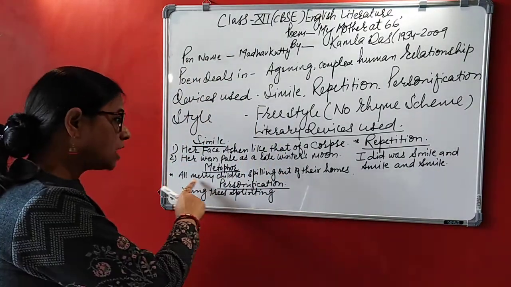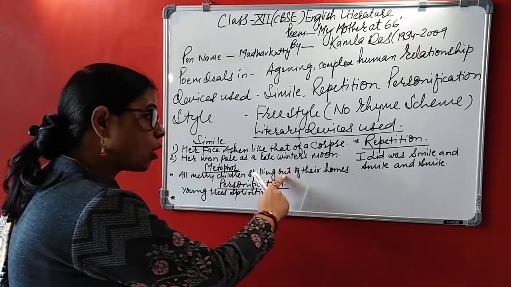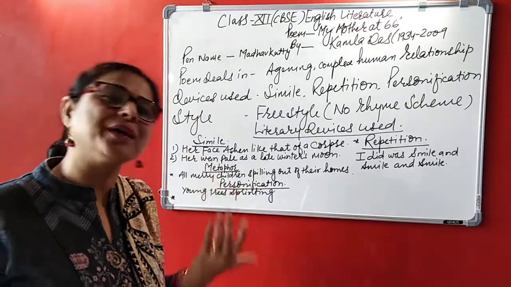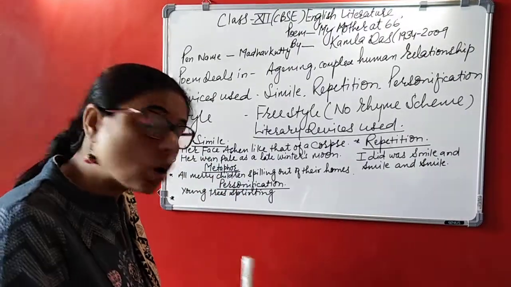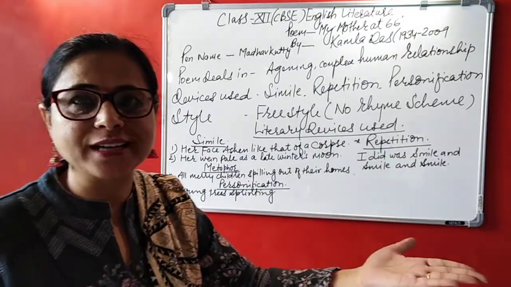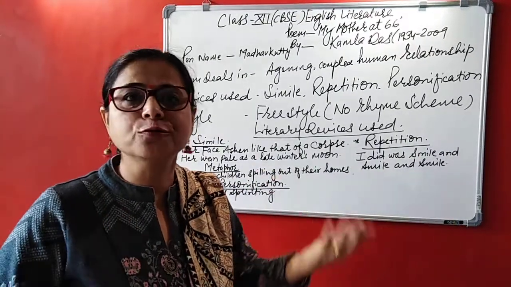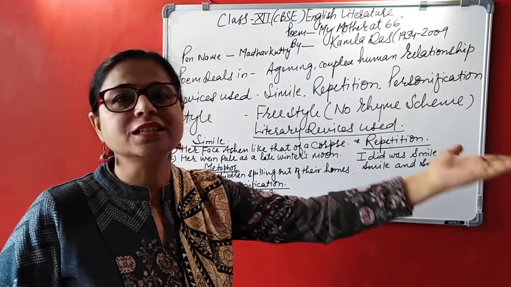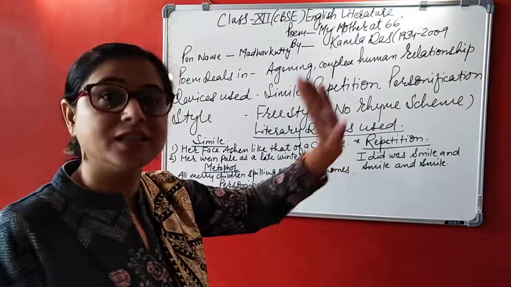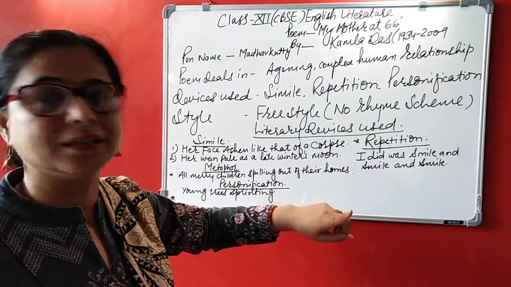See, "all merry children spilling out of their homes." So all the happy children were coming out from their homes. So the children have been compared. The poetess has shown the two sides of the picture. On one side, the children full of energy, and on the other side, the mother who has lost all her energy. So the children have been compared to the mother.